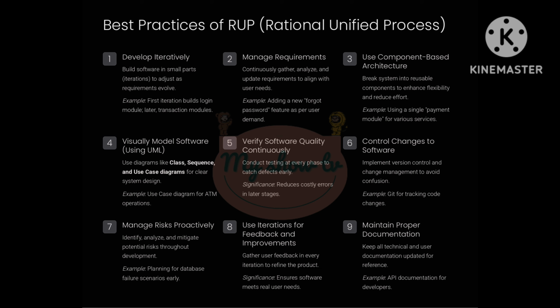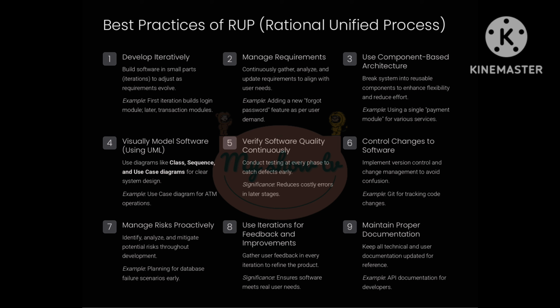4. Visually model software. Using UML, RUP encourages creating visual diagrams like class, sequence, and use case diagrams to simplify understanding of the system. Example, a use case diagram showing how a user interacts with an ATM system. 5. Verify software quality continuously. Testing is not just at the end but happens during every phase to find and fix issues early. Significance: avoids costly corrections later.